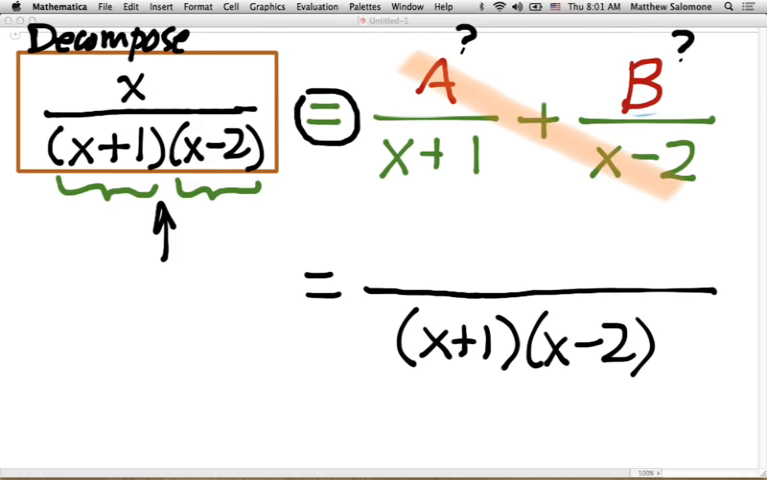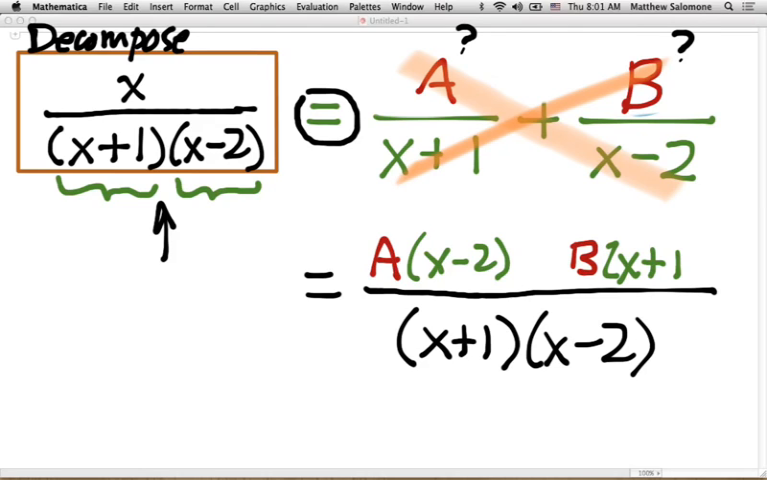Right, the numerator of one times the denominator of the other. So my first term here is going to be a times x minus 2. And my second term in the numerator is going to be b times x plus 1. And then those are being added together to get the numerator of this recombined fraction.